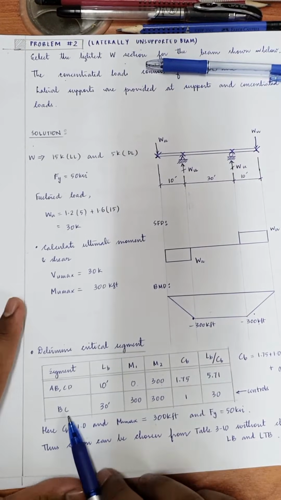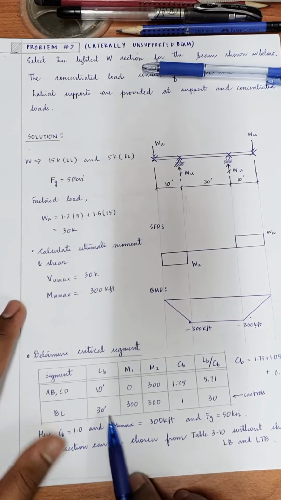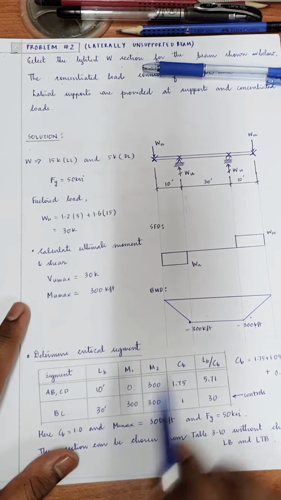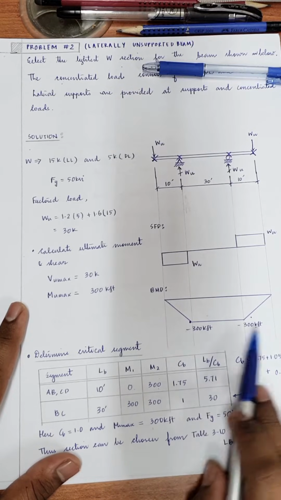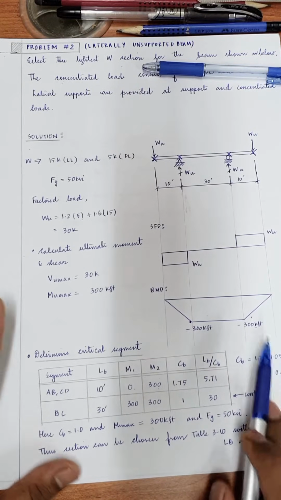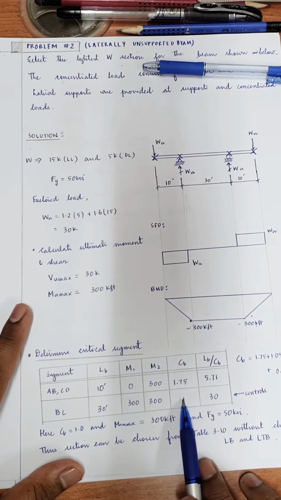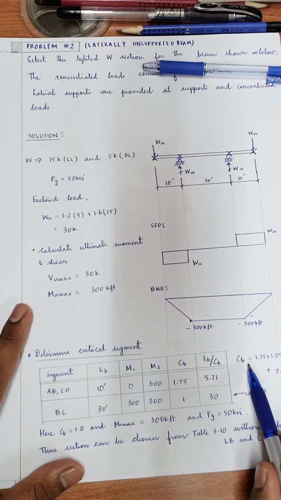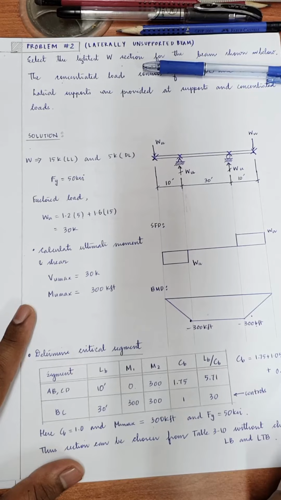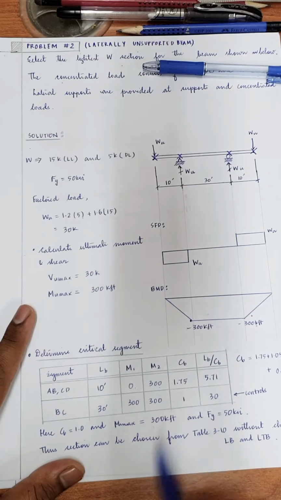Now the next segment is BC. The length of BC is 30 feet and M1 and M2 both are 300 because the maximum and the minimum value are the same, and the CB value is 1 because if you substitute the values of M1 and M2 in this equation, we get the value of 1.